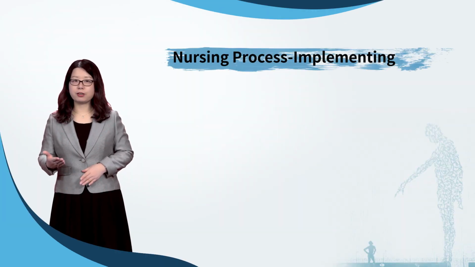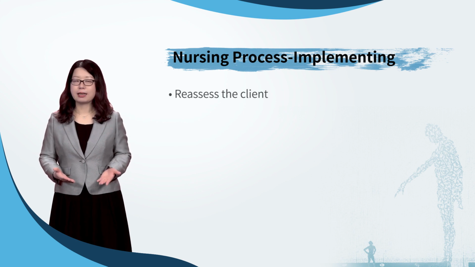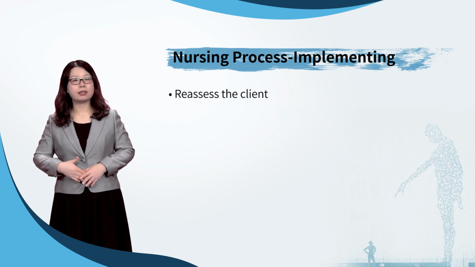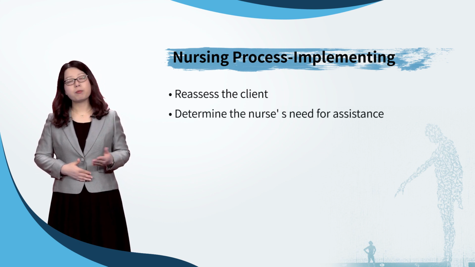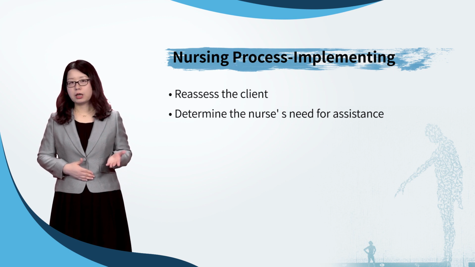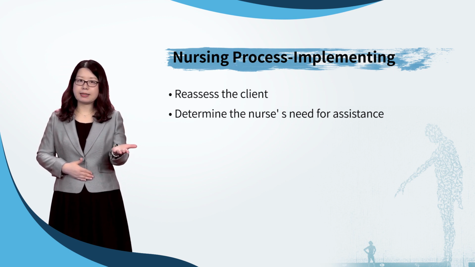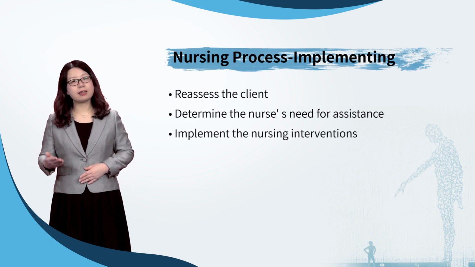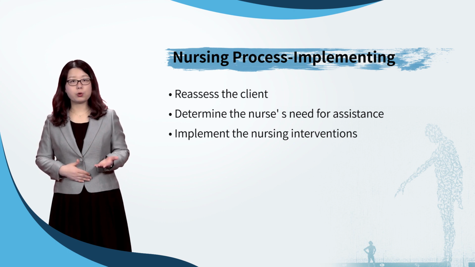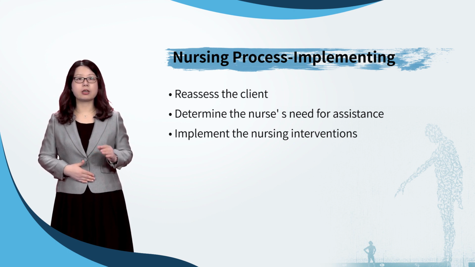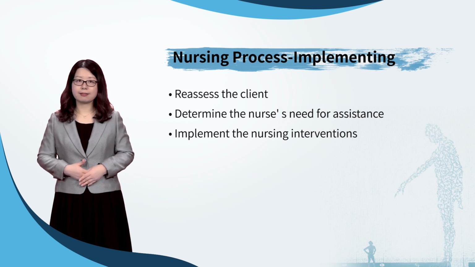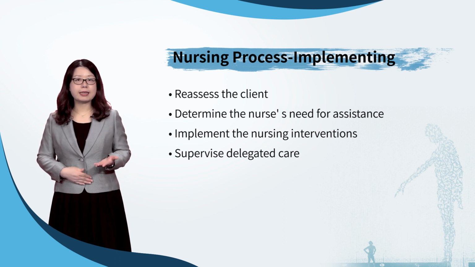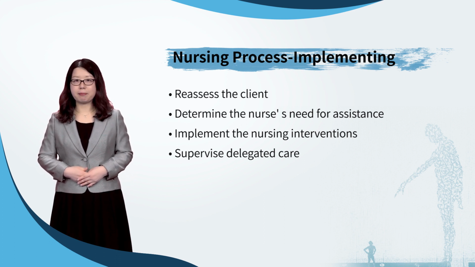The fourth phase of nursing process is implementing. In this phase, nurses carry out and document the planned nursing interventions. The purposes of implementing are to assist the patient to meet desired goals or outcomes, promote wellness, prevent illness and disease, restore health, and facilitate coping with altered functioning. In the phase of implementing, nurses can reassess the patient to update the database.